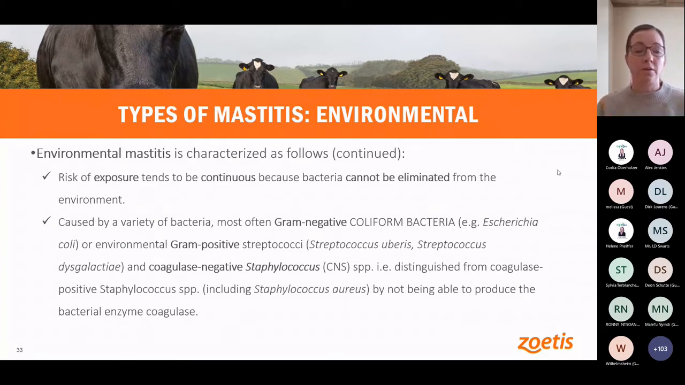Right, so the risk of exposure is unfortunately continuous. These bacteria can't be eliminated from the environment completely, but it is caused by a variety of bacteria, most often your gram-negative bacteria. Then once again, your gram-positive streptococci, those fence sitters, and then those coagulase negative staphylococci that I was also talking about earlier. I think that name has changed to non-aureus staphylococci. So if you see NAS, it refers to the CNS, right?